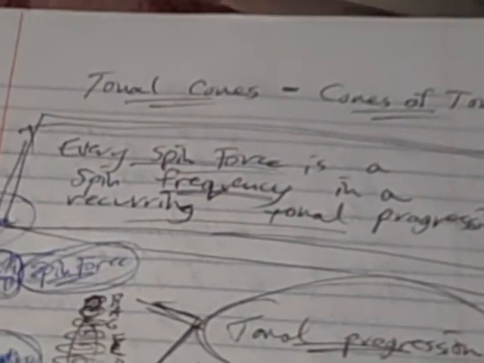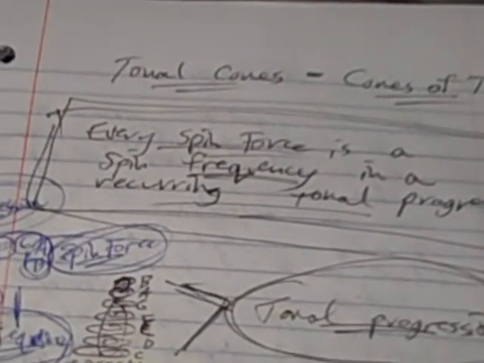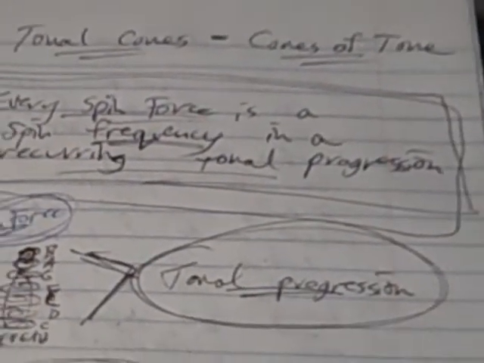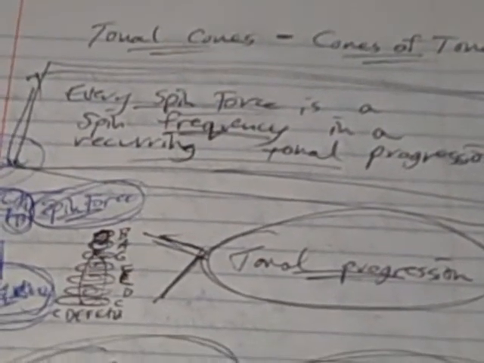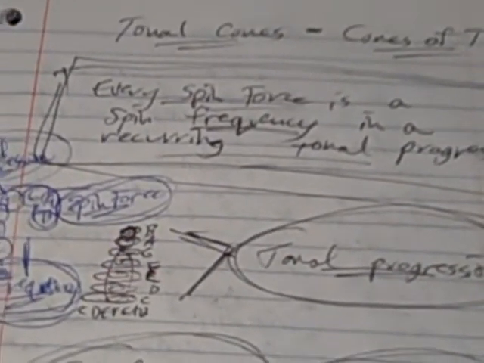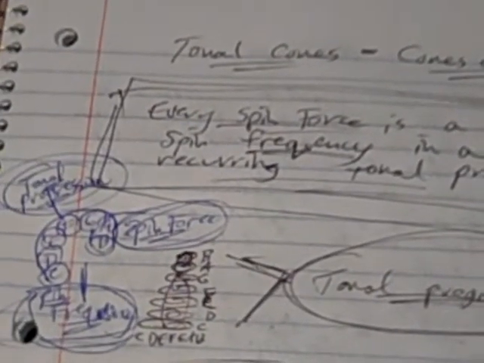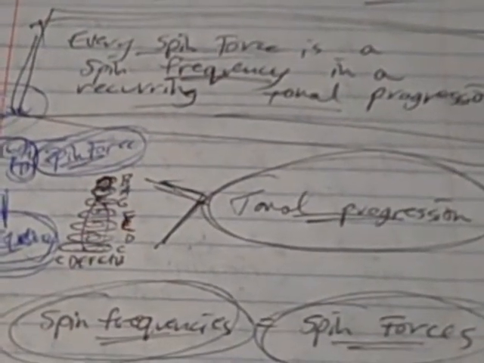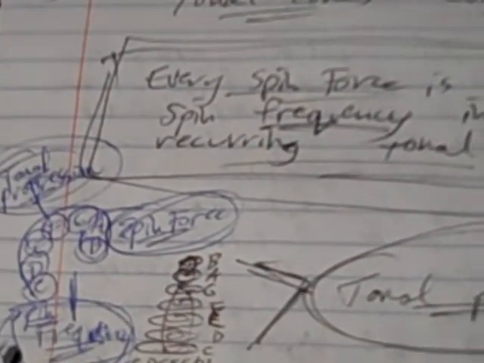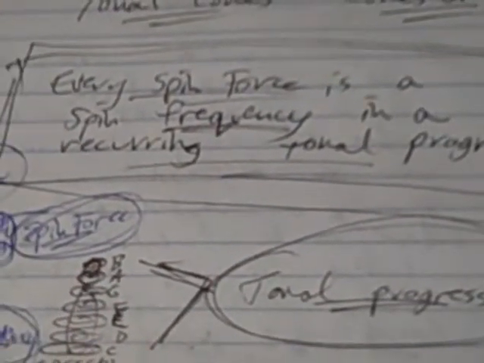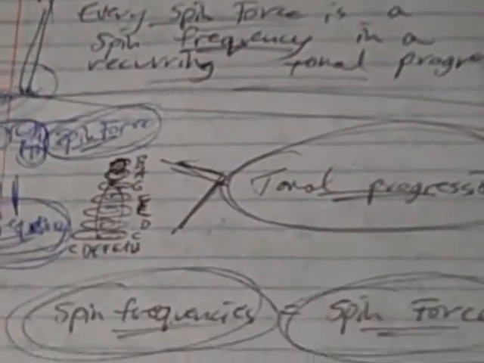Okay, so this is a new video. It has a strange name, but it's called tonal cones, or cones of tone. It's not meant to be a play on words, I just didn't come up with a better title. So the basic principle in this is, well, let me just go through the principles. Every spin force is a spin frequency in a recurring tonal progression.